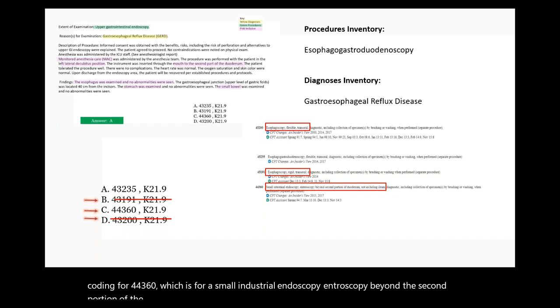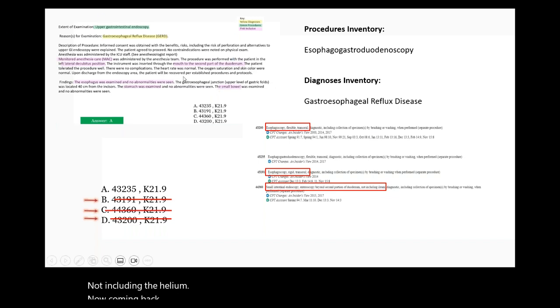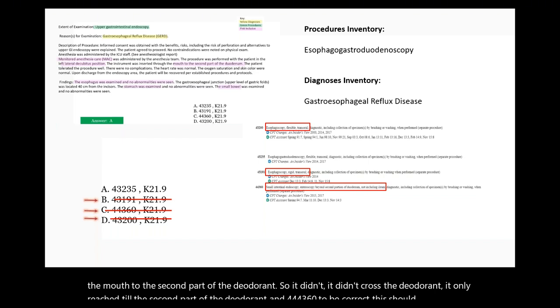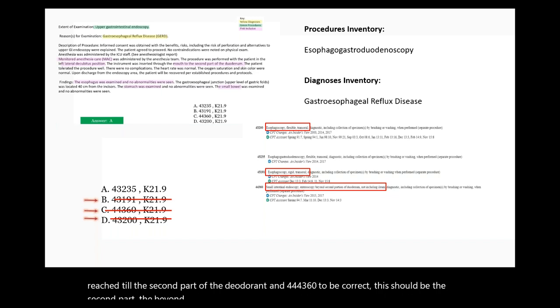Now coming back to the documentation, you can see that the instrument was inserted through the mouth to the second part of the duodenum. So it didn't cross the duodenum. It only reached till the second part of the duodenum. And for 44360 to be correct, the area beyond the second part of the duodenum should have been examined, and it should not examine the ileum. So it is incorrect. As per the documentation, we had examination performed only till the second part of the duodenum.